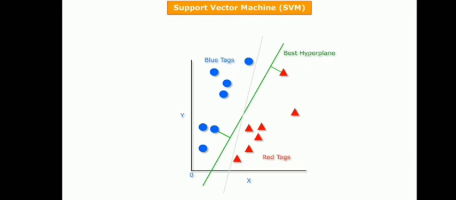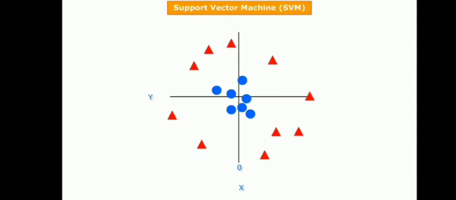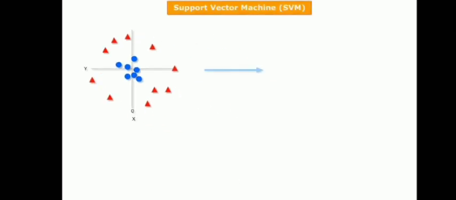Usually, situations are not so simple. Take a look at this case. It is evident that a linear decision boundary cannot be drawn. However, the vectors are clearly segregated and it appears to be easy to separate them. How do you separate the vectors? You add a third dimension.